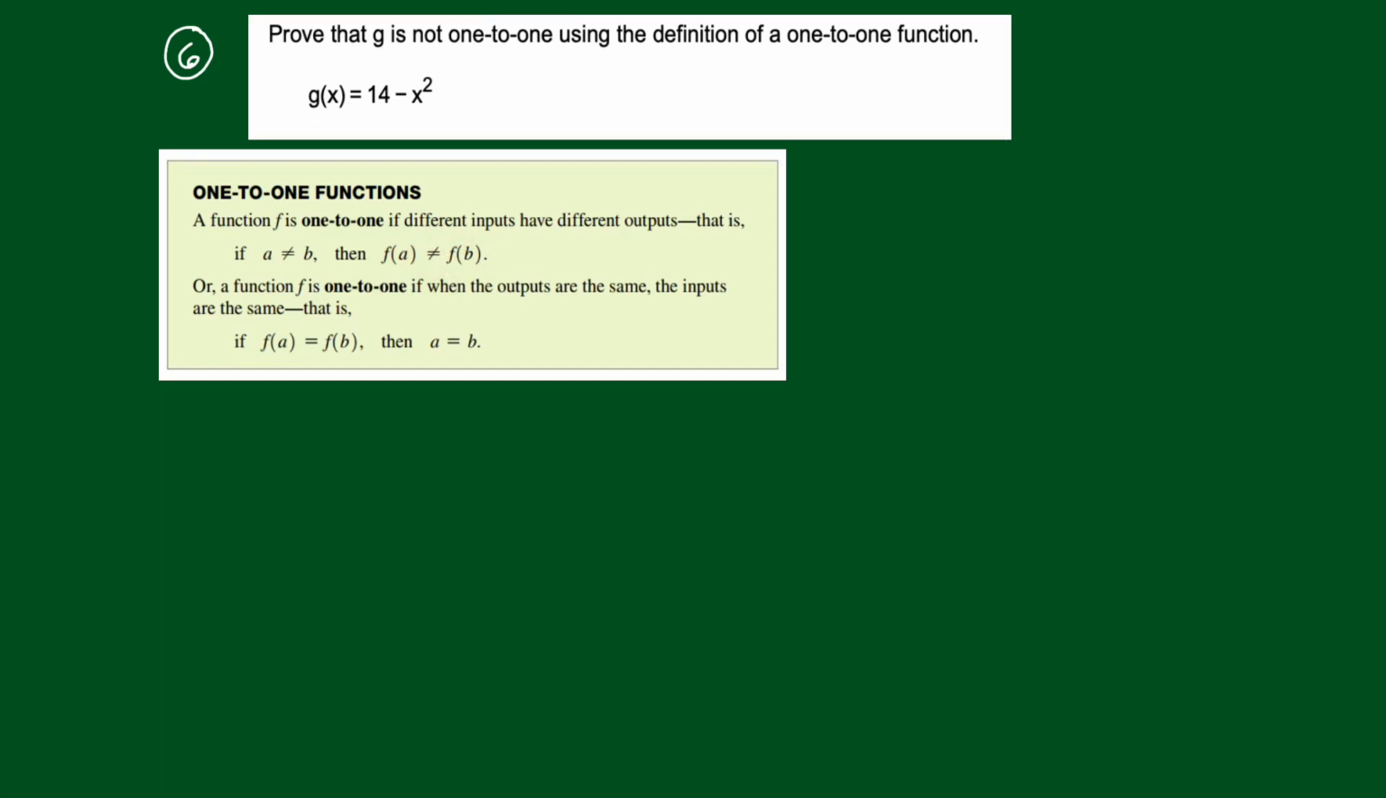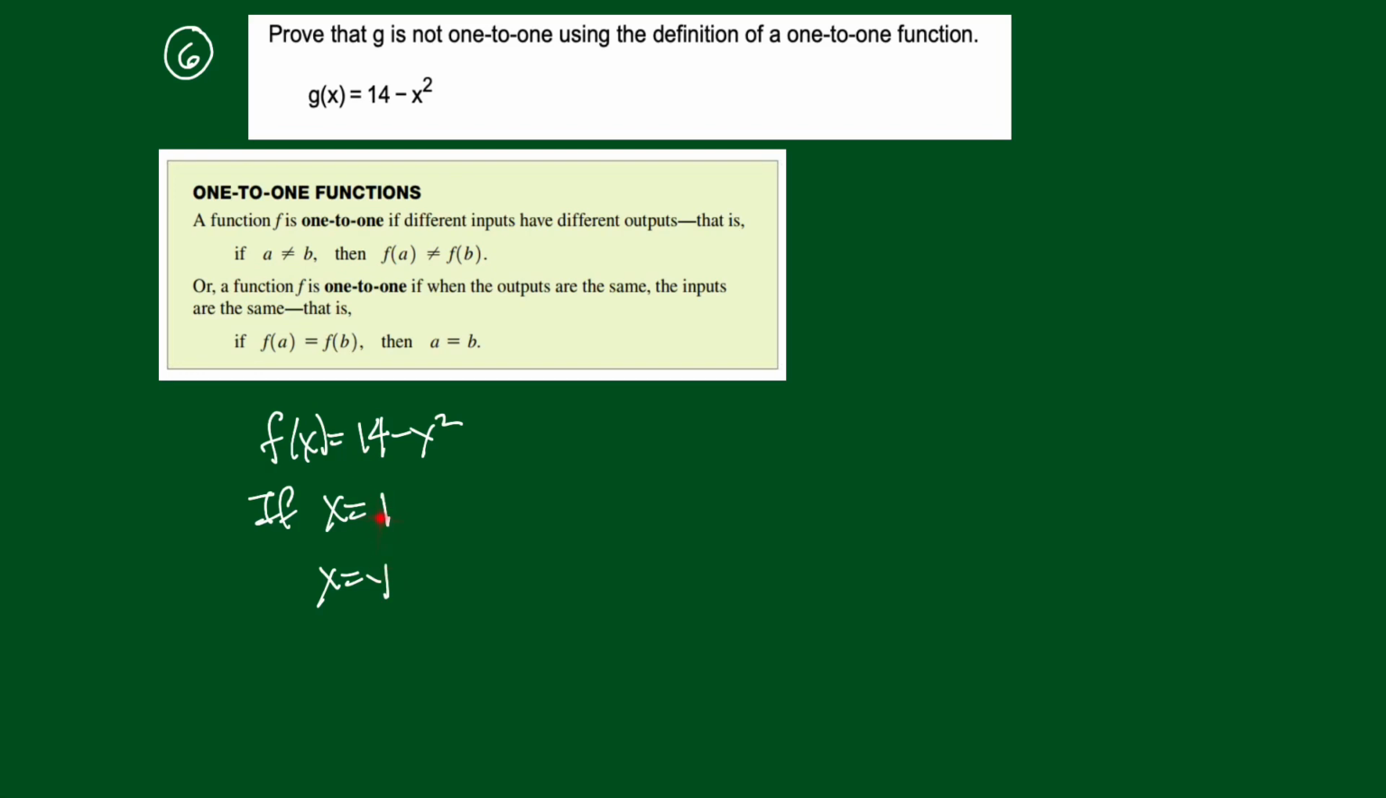So here's my function. I've got f of x equaling 14 minus x squared. Now, first of all, what if x is equal to, let's try 1, and then let's try -1. So I'm looking at this part up here. If a is not equal to b, all right, now these are my inputs. Remember they're inside, so they're the inputs. So pick two numbers that are not equal to each other. So I'll pick 1 and -1.